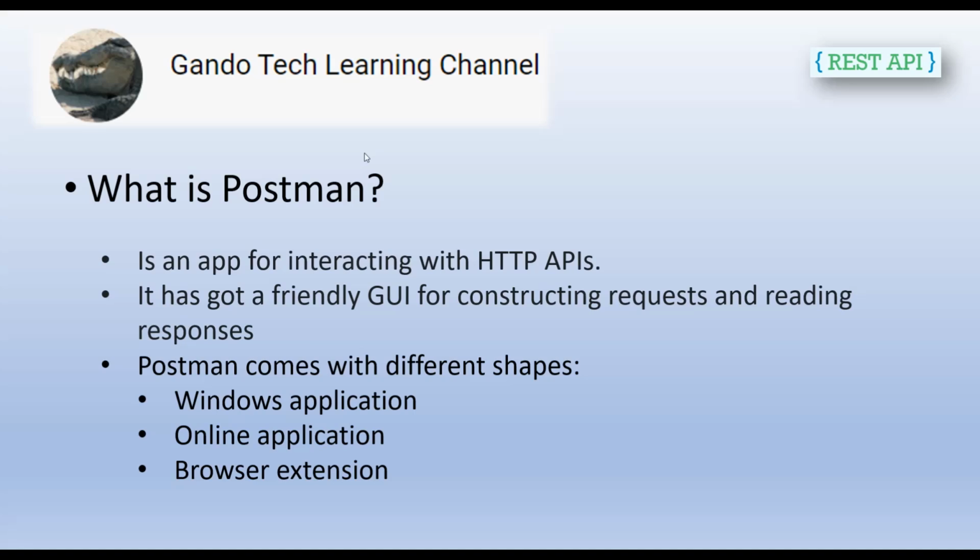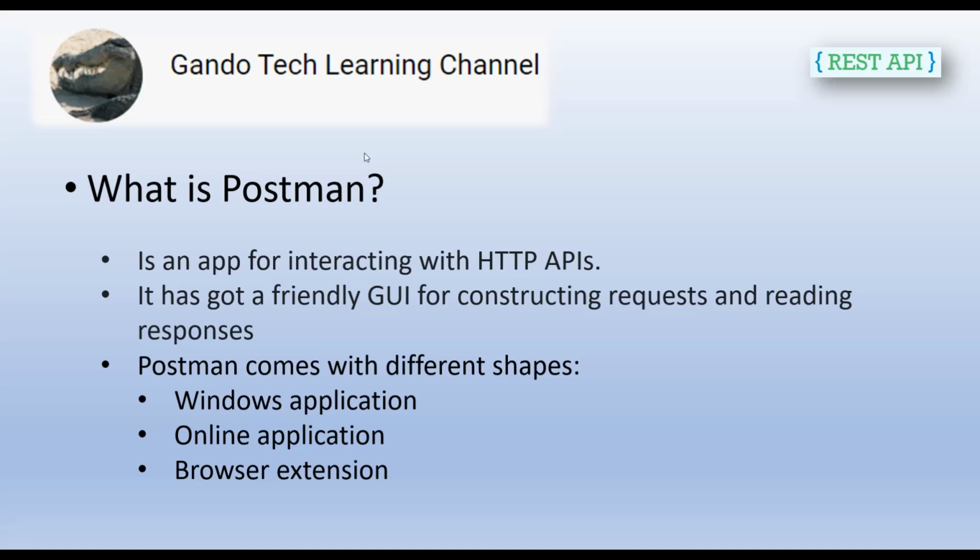Or if you don't want it, you can just ignore it. Just create another console application or web application and communicate with your API. That's the whole thing, because it's as simple as that. So Postman is an application for interacting with HTTP APIs. It has a friendly GUI for constructing requests and reading responses. We're going to move into it once we start implementation of the API, so no worry about that.